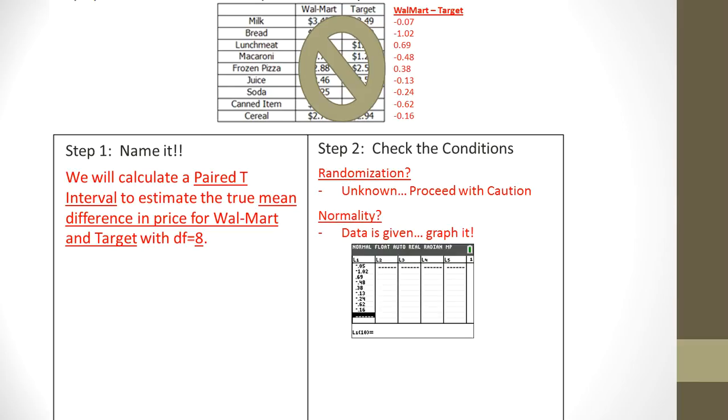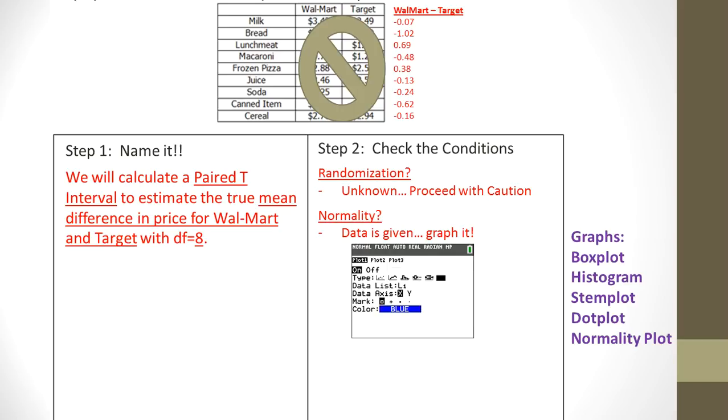Remember to enter your data into L1, and again, we're looking at that Walmart minus Target column to enter into our lists. There are lots of different graphs that we could do. We could do a box plot, a histogram, a stem plot, a dot plot, but most of the time we use a normality plot. So second y equals is our graphs on our calculator. Make sure plot 1 is turned on, and for the type, it's the very last one, so scroll all the way to the right. Our data is in L1. Don't forget to zoom 9 to graph.